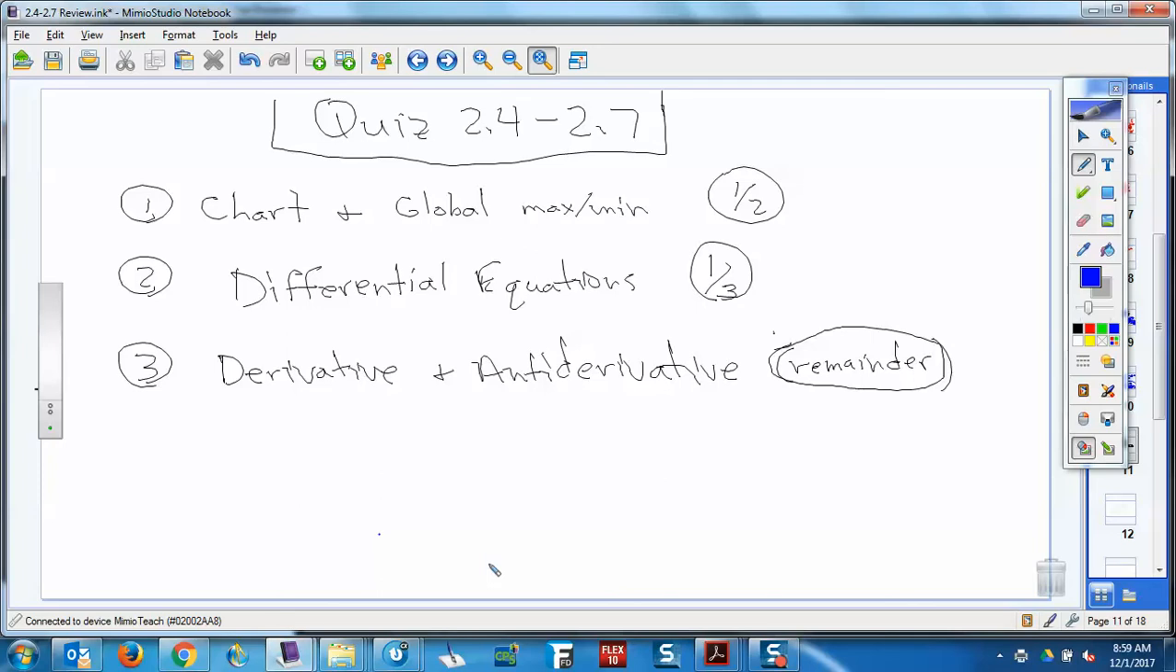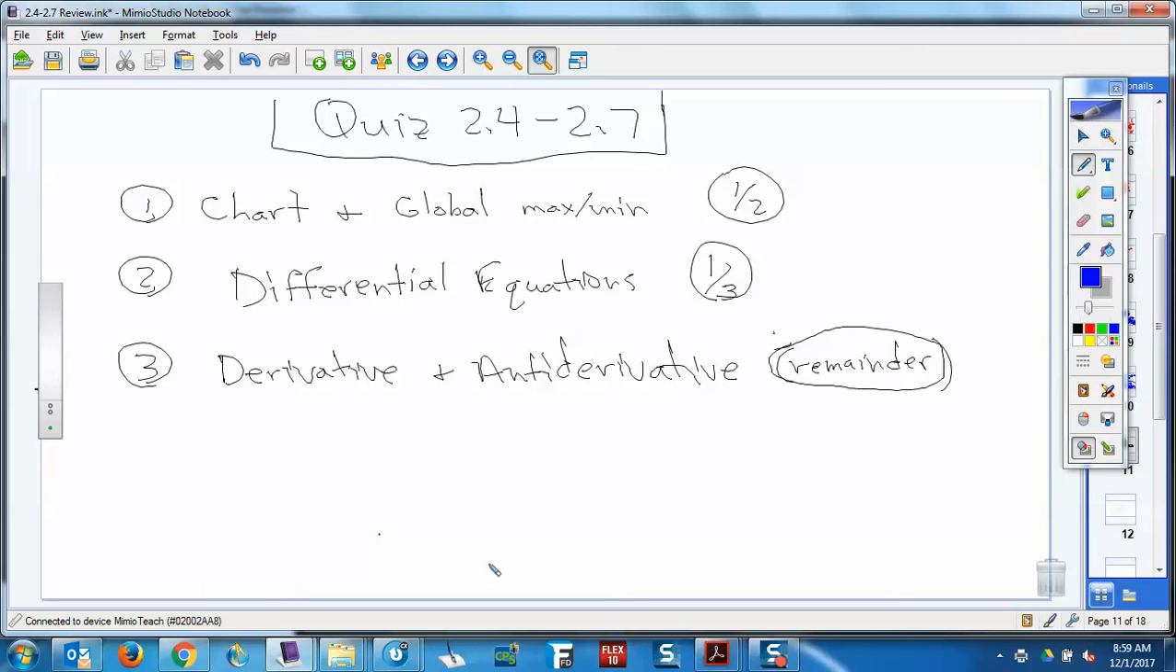Roughly 1/2 of the quiz is this chart, global max min kind of stuff. Just because there's a lot of points in one of those problems, you can have 6 or 7 or 8 points, with all the different things. Probably won't ask for all that stuff in just one problem, but maybe within a couple of problems. So those points add up pretty quickly.